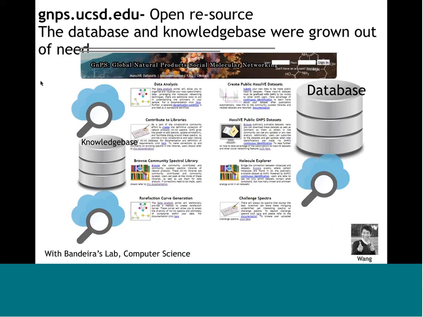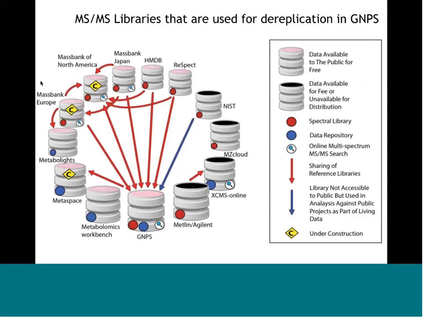The first thing that we did to build this knowledge base is we connected up with all the public repositories that existed. So we moved all the reference spectra that are in the public domain into GNPS, and we even share directly all our reference spectra with other resources such as MassBank North America. But what that means is that if data is available publicly, we can search against NIST, RESPECT, HMDB, Japan, MassBank North America, MassBank Europe, etc.